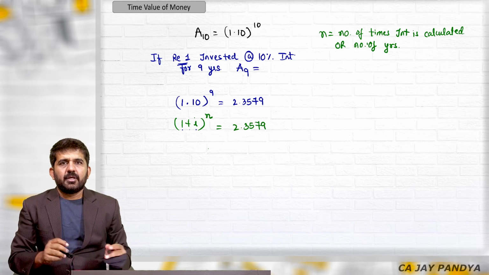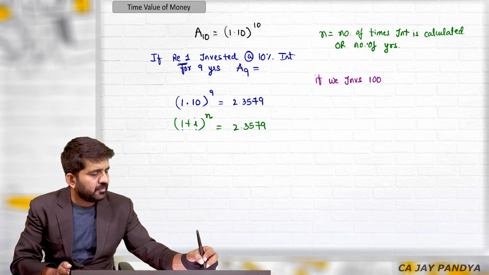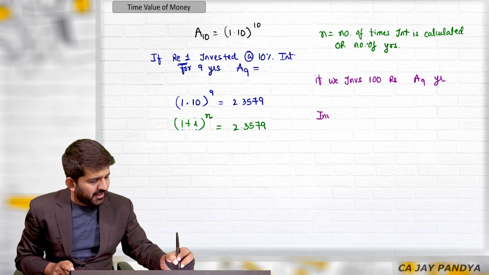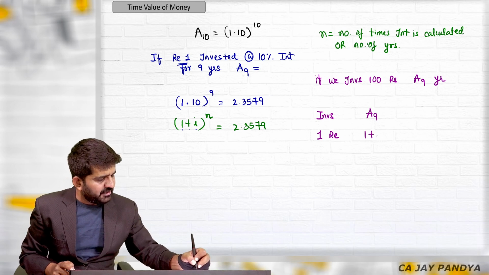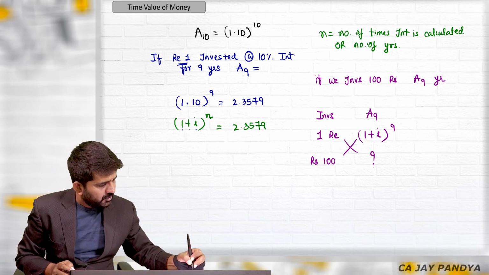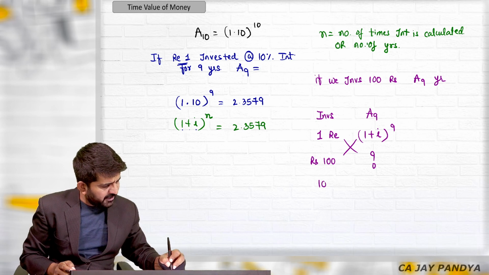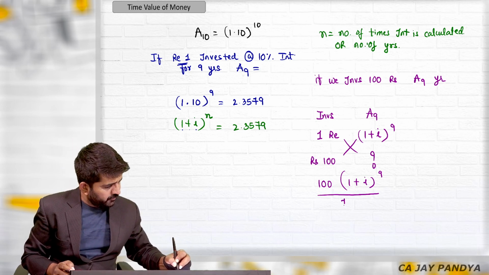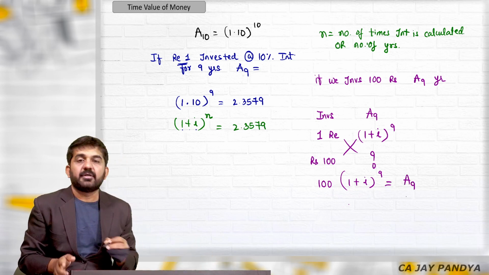So what happens is, let's take a scenario. If we invest 100 rupees, what will be the amount after 9 years? You can just do cross multiplication. If you are investing 1 rupee, the amount after 9 years is 1 plus I raised to 9. If you invest 100 rupees, what will be the amount after 9 years? What will be the cross multiplication? 100 into 1 plus I raised to 9 upon 1. You can always ignore this, divided by 1. This will be nothing but the amount after 9 years.